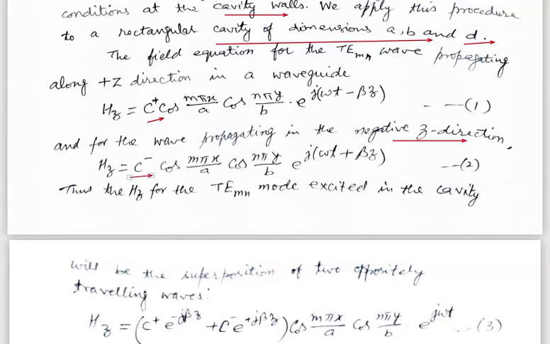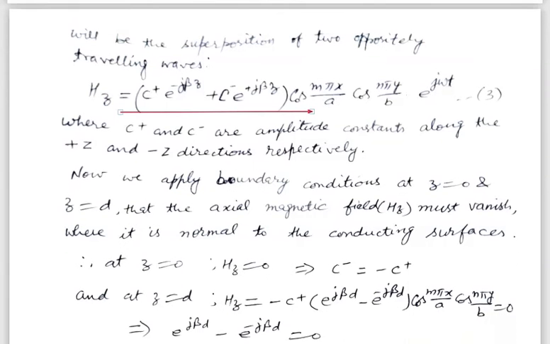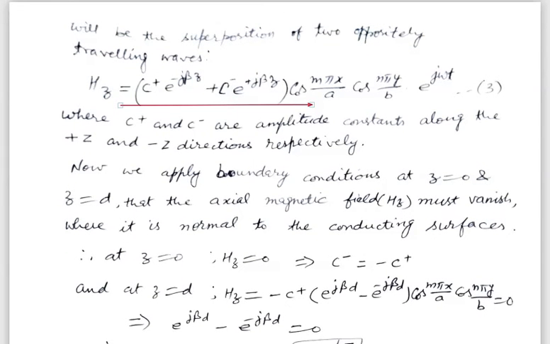So for the TM_mn mode, the field component Hz inside the cavity will be the superposition of these two traveling waves propagating in opposite z directions. In equation 3, we have shown the superposition of equations 1 and 2 for the field inside a rectangular cavity resonator. Now to find the values of the constants, we apply the boundary conditions.